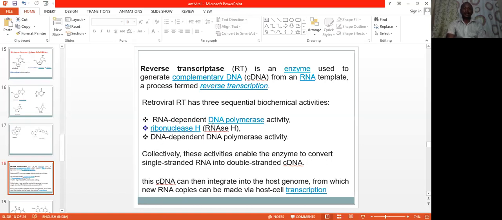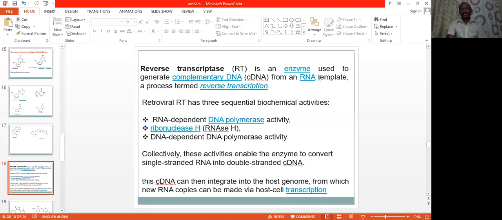So the RNA dependent DNA polymerase, that is the first one, and ribonuclease, and DNA dependent DNA polymerase. These three enzymes finish the process of reverse transcription. All these three synthesize DNA from RNA. So reverse transcriptase inhibitors inhibit this process, reverse transcription.